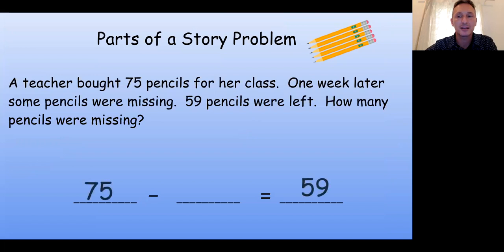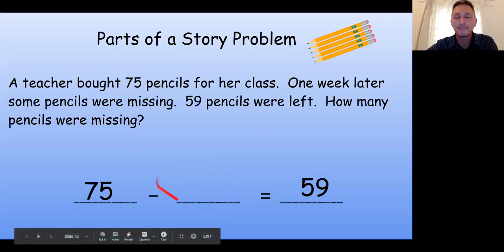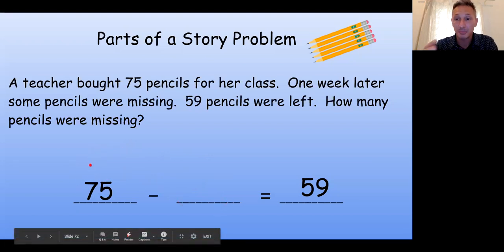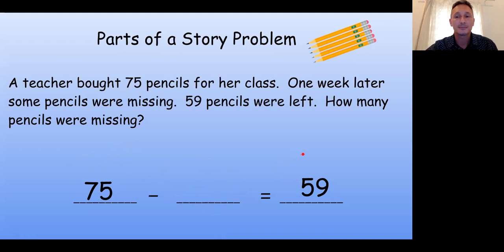Yeah, so if we look at our number sentence, when we write out our number sentence first, sometimes this helps us really think about what I am going to be looking for. I know I had 75 as the big number, right? Thinking of that fact family triangle. And then I know that some pencils went missing and we're left with 59.